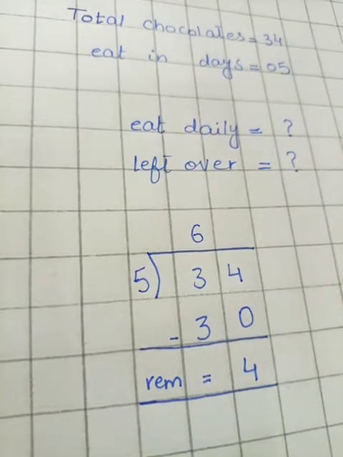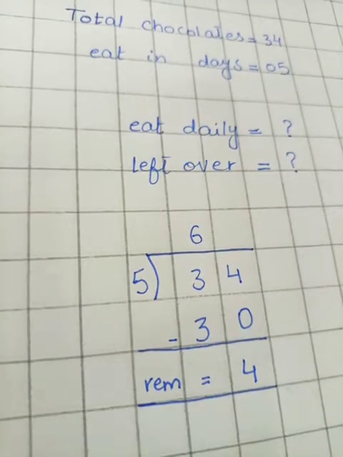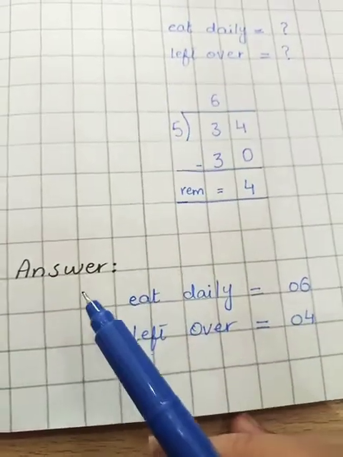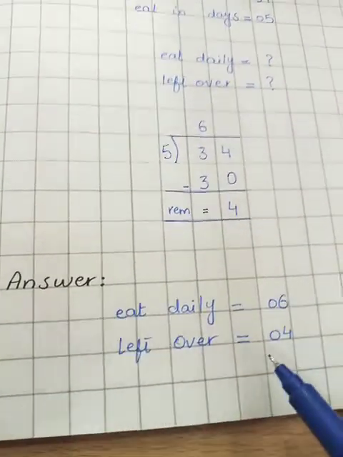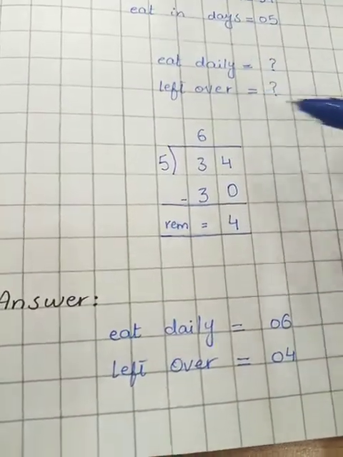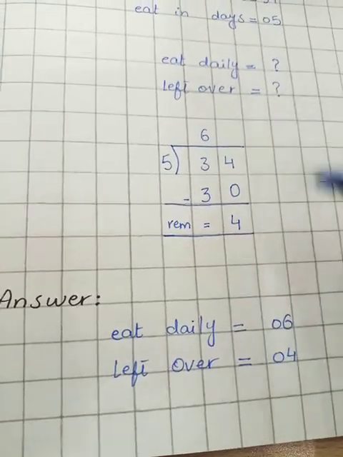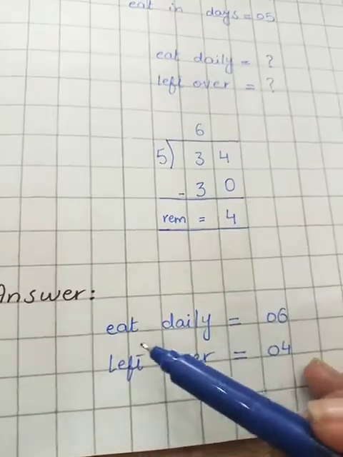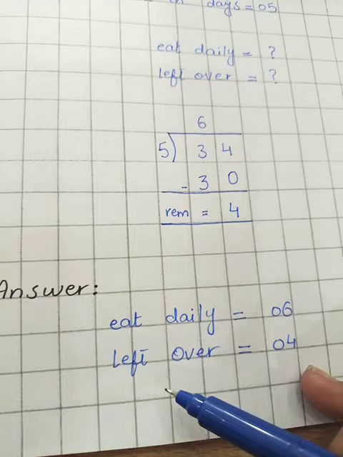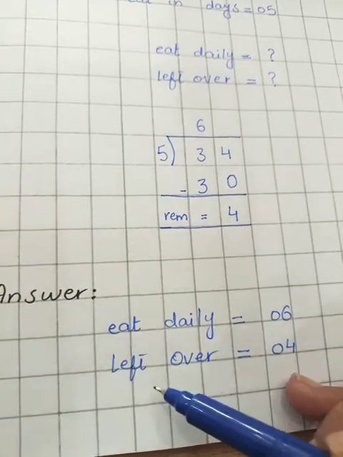Okay students, let's write our answer. Look at this students, you are going to write your answer in this way. Eat daily and leftover, but not with the question mark, with our answer. She will eat 6 chocolates daily and 4 chocolates will be left over.